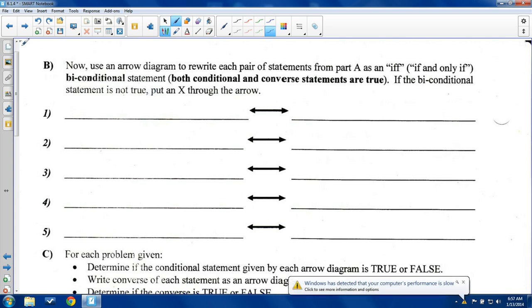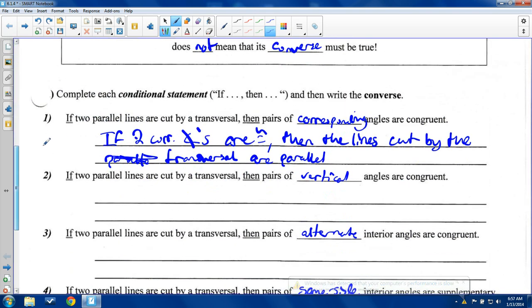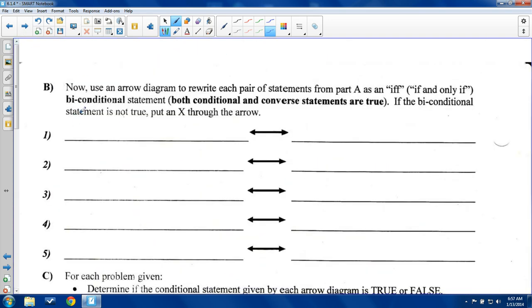So let's see, what did we have here? You're just doing it without writing if then. So the first one, if two corresponding angles are congruent, then the lines cut are parallel. Sorry, that was the converse that I said out loud. Two lines cut by a transversal are parallel. So if they're parallel, then corresponding angles are congruent, right? All these are the same. If they're cut by a transversal and parallel, then.